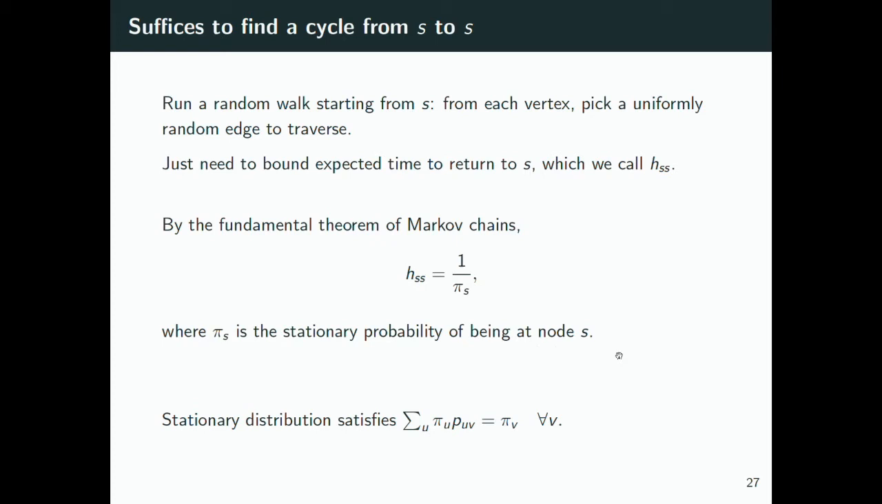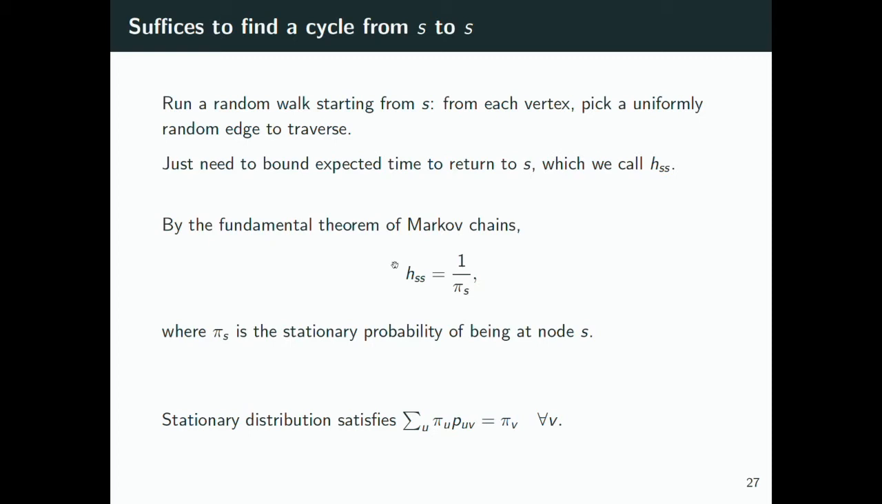What's the stationary probability of a node in a Markov chain? It's the long-run frequency of being in that node. Okay? It's also a solution to this system of equations. It's stationary in the sense that once you have this distribution over where you are, you have that same distribution at the next step. Okay? And this should be kind of intuitive, because if the expected time for me starting at S to get back to S is H sub SS, then my frequency of being in state S is 1 over that hitting time.